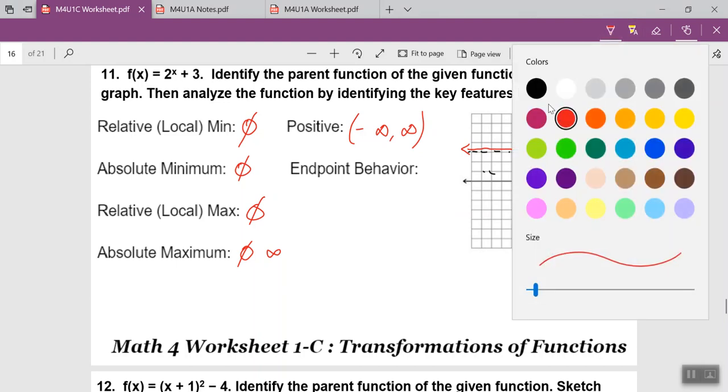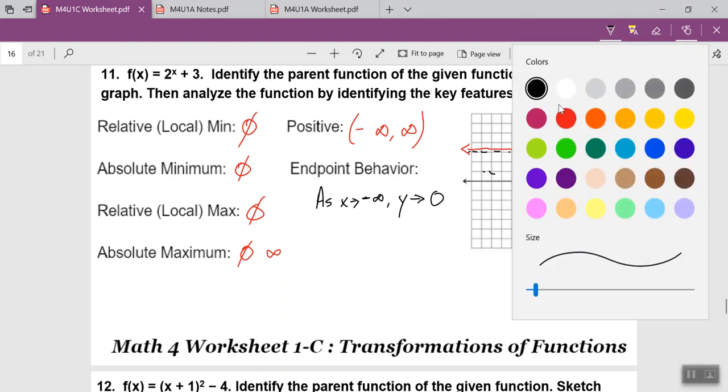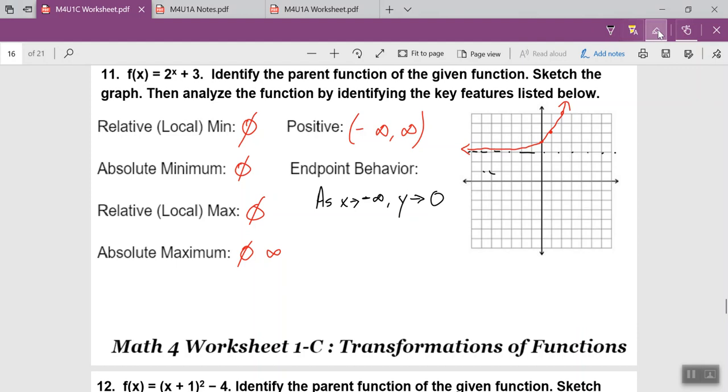Endpoint behavior, this one takes an interesting turn. As x approaches negative infinity, y is approaching 0. No, excuse me. I keep forgetting we're not 0. Y is approaching 3. I keep thinking of the original curve, and we're not doing the original curve. We're doing this one that's been transformed. As x approaches positive infinity, now y is going through the ceiling. Okay.